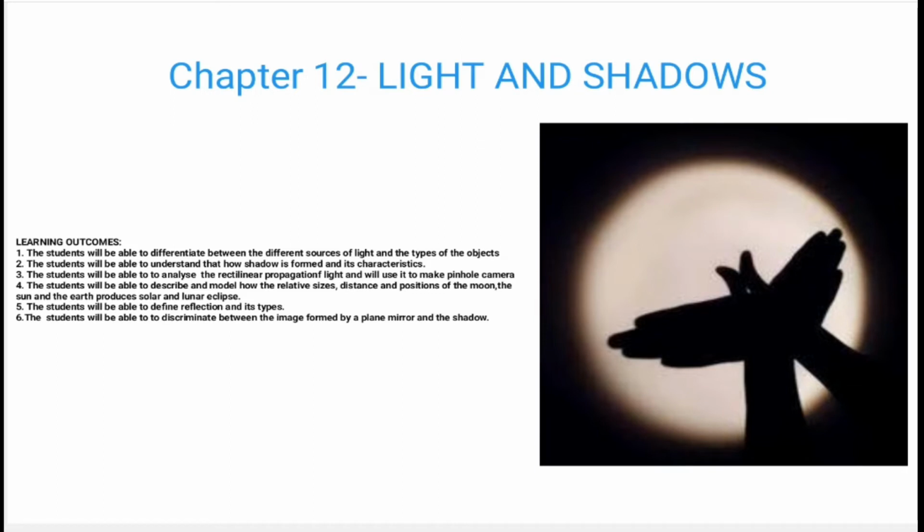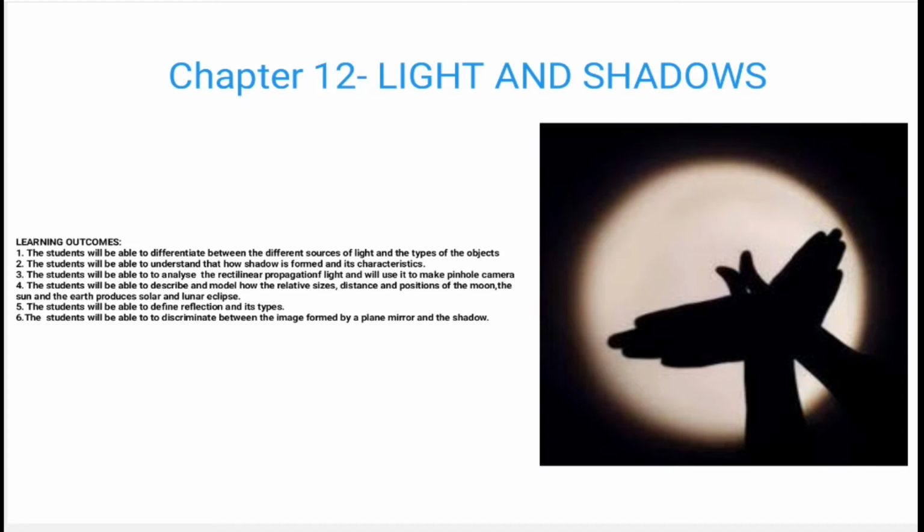Now we are going to study chapter number 12, which is light and shadows. At the end of this lesson, you will be able to differentiate between the different sources of light and the types of objects. You will be able to understand how shadows are formed and what their characteristics are.